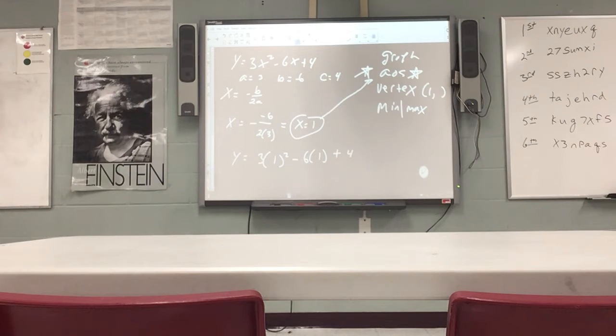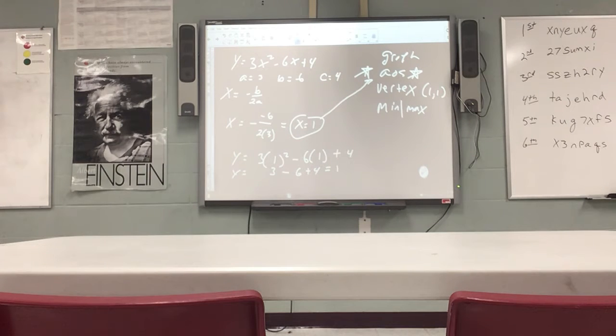Alright, so 1 squared is 1, 1 times 3 is 3, 6 times 1 is 6. So 3 minus 6 is -3. -3 plus 4 is 1. Okay, so take that up here, and the vertex is at 1, 1. I'm saving my graph for last.